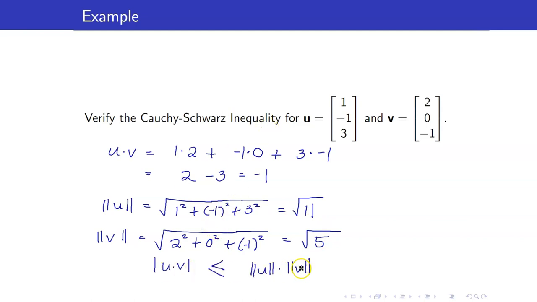Here is my Cauchy-Schwarz inequality. U dot v, the absolute value, is equal to 1. The norm of u is square root of 11. And the norm of v is square root of 5. So indeed, 1 is really less than or equal to square root of 55. So we have just verified it.